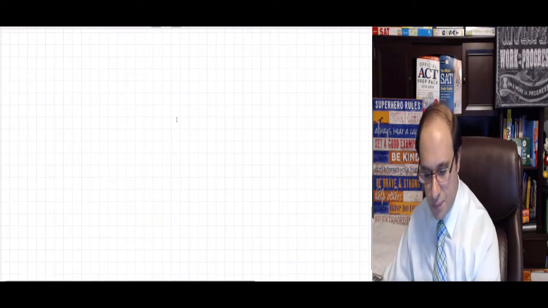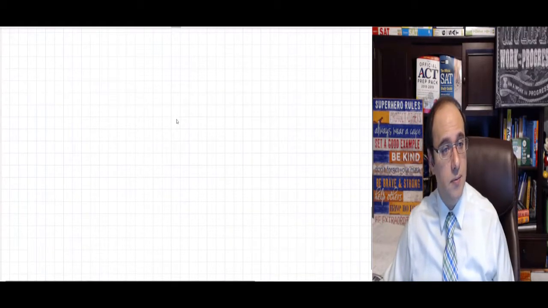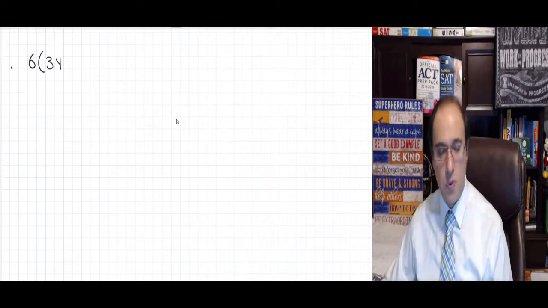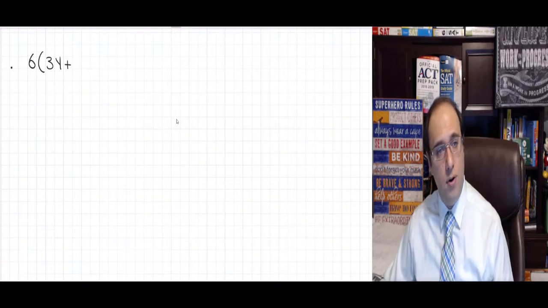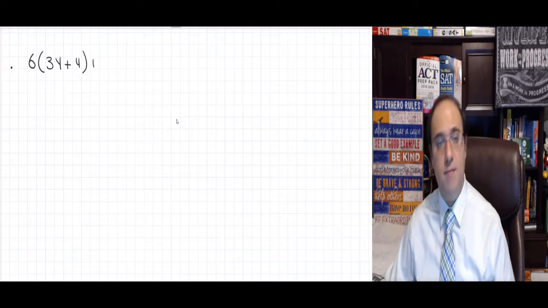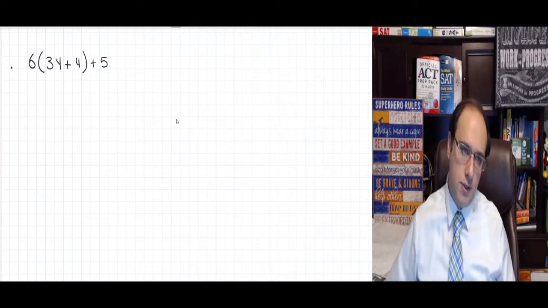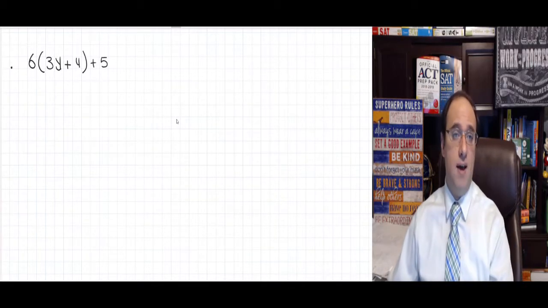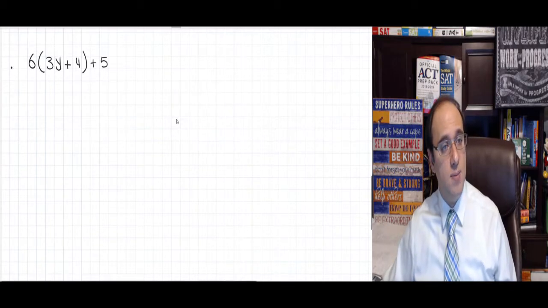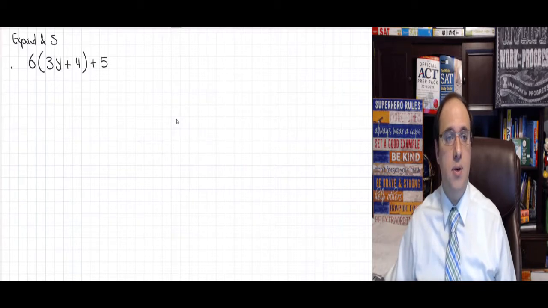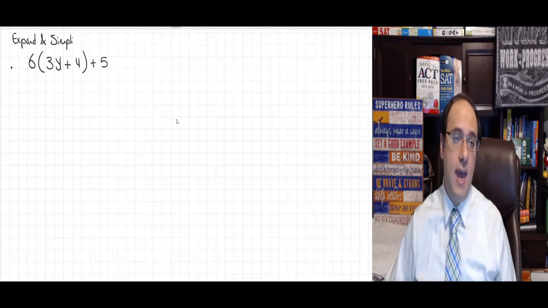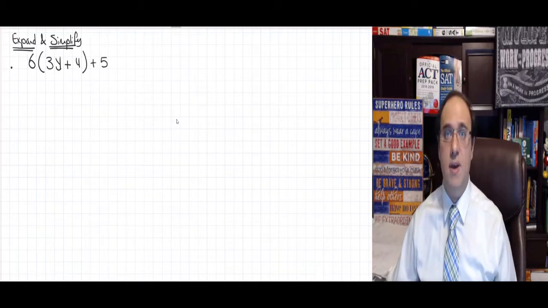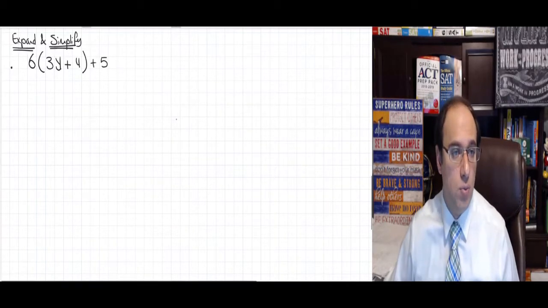Here it is. 6 times (3y plus 4) plus 5. Okay, now this is a little bit more difficult, and this is a y. This is a little bit more difficult because we have the plus 5 at the end. And here I'm going to ask you to expand and simplify. So I want you to expand and also to simplify to make this as simple as possible, as short and as small as possible.